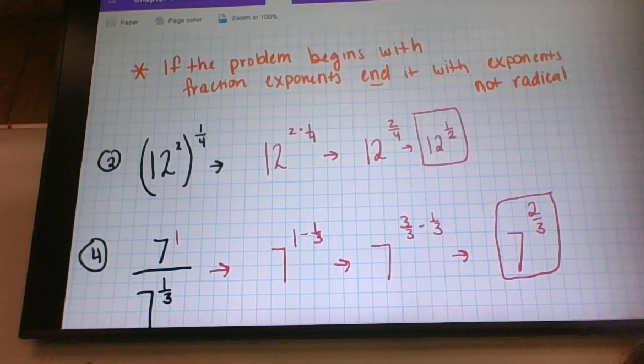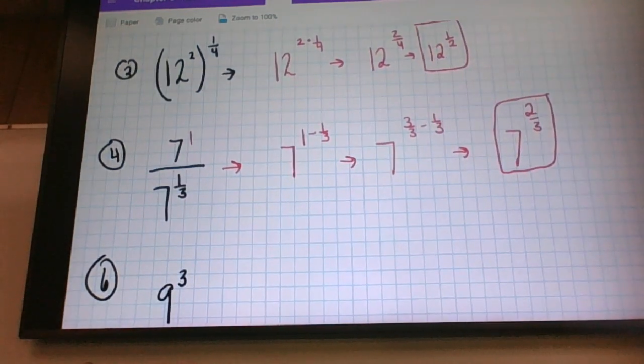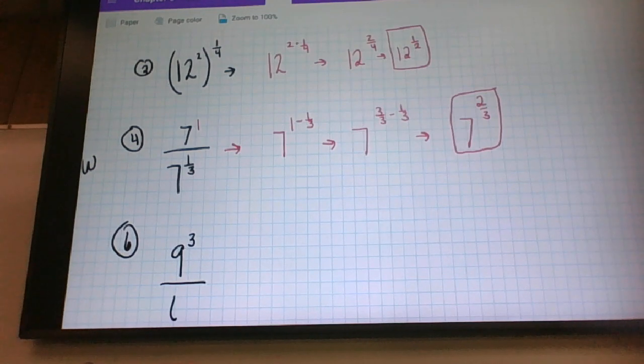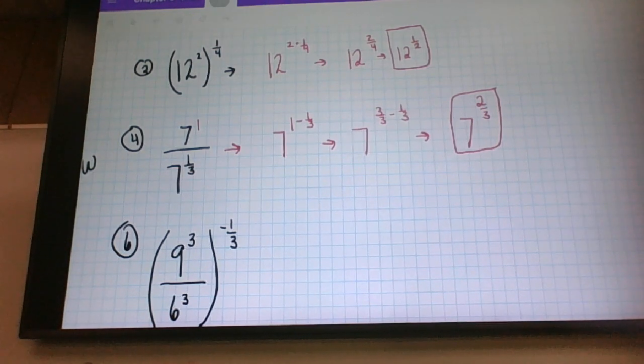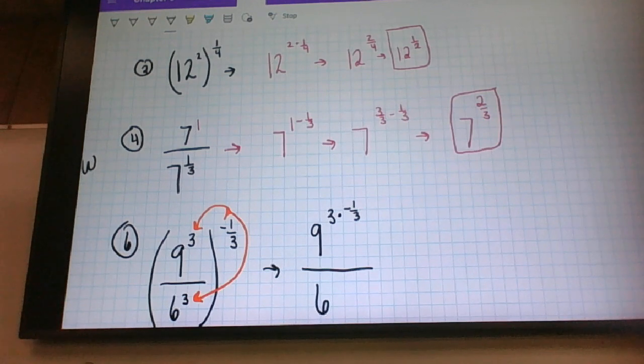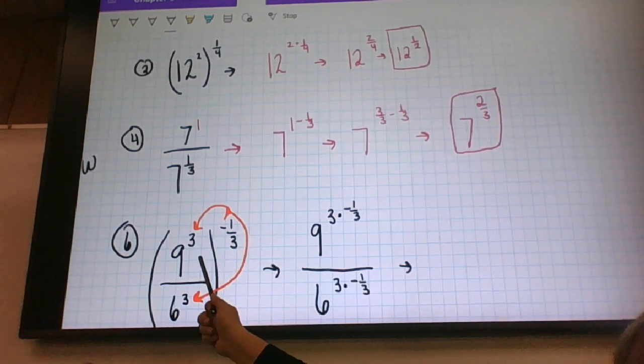So I'm using the same properties I used in bell work. This -1/3 gets applied to the numerator and the denominator because of those parentheses. And that's a power of a power. So that's multiplication.